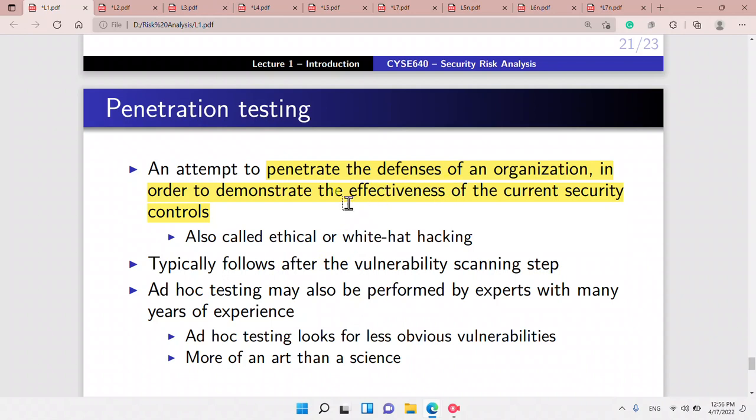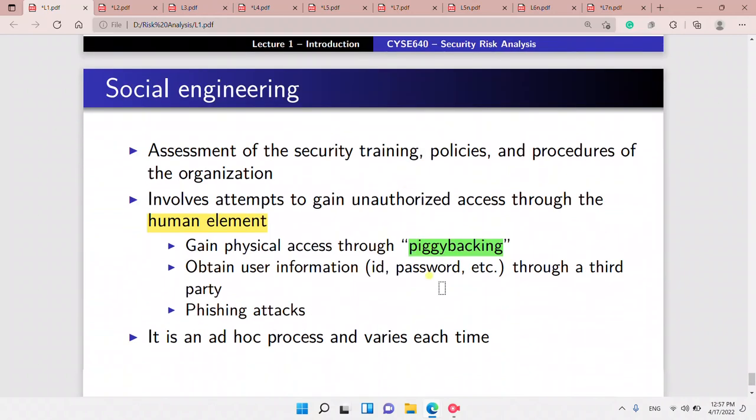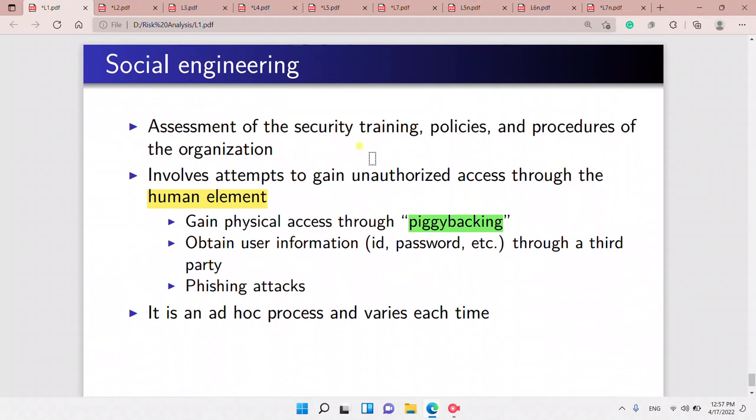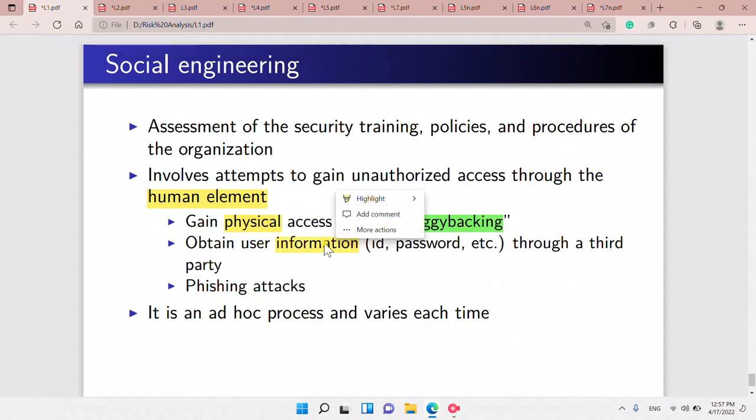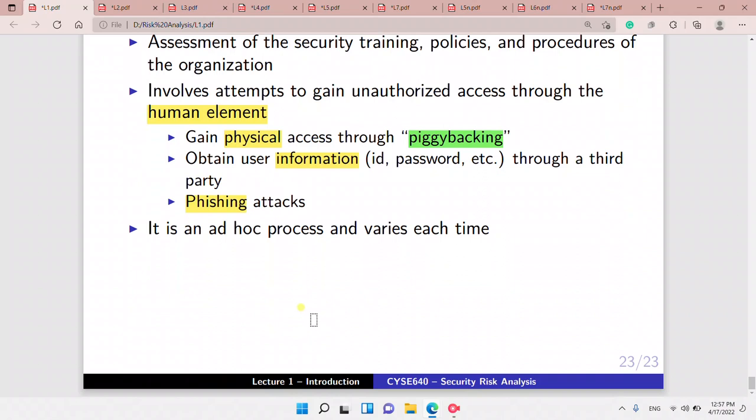Penetration testing is an attempt to penetrate the defenses of an organization in order to demonstrate the effectiveness of the current security controls. It's white hat hacking and follows after the vulnerability scanning. Ad hoc testing may also be performed by experts with many years of experience. It looks for less obvious vulnerabilities, more of an art than a science. Social engineering is an assessment of the security training, policies, and procedures. It involves attempts to gain unauthorized access through the human element, either through physical access, stealing passwords, or phishing. It varies each time.